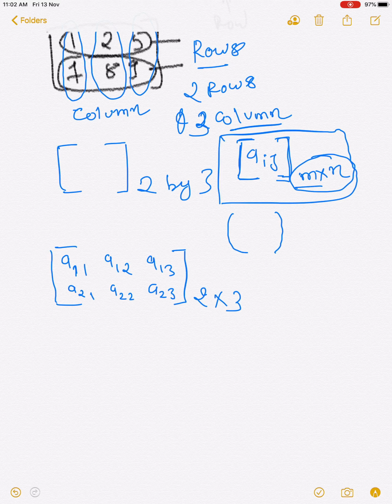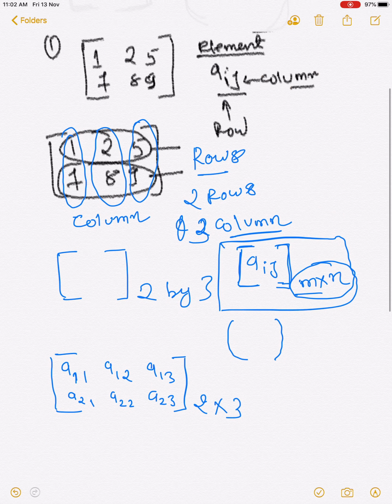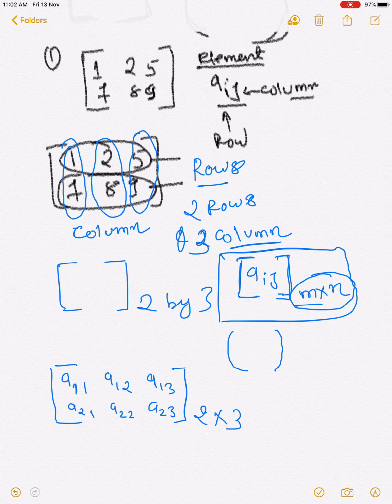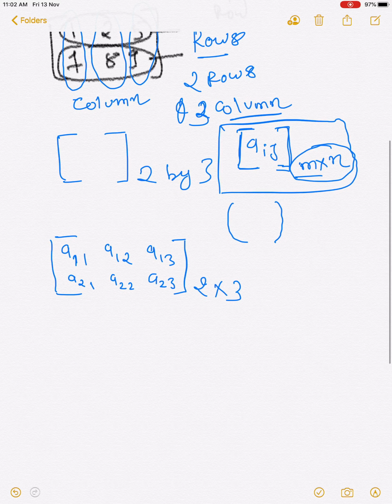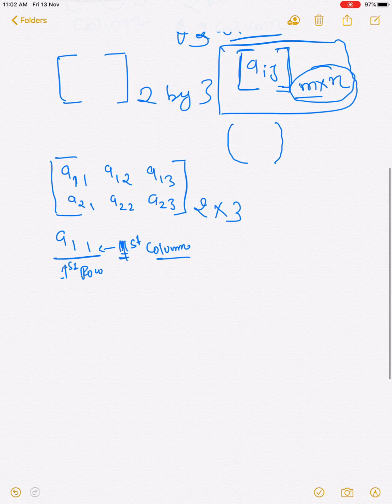And what is the element in the place of a11? I have already said that i stands for row and j stands for column. So a11 means first row and first column. And a21 means second row and first column.